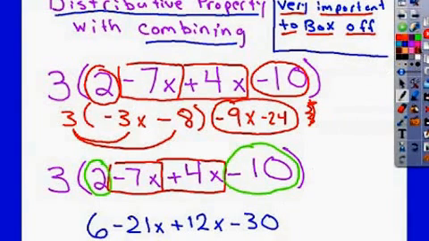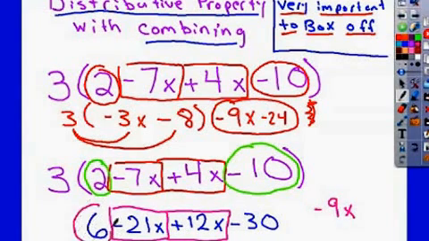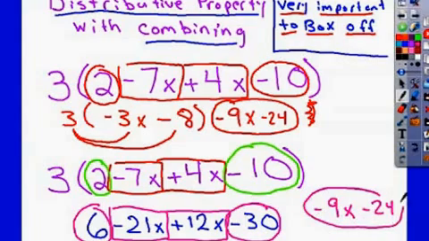Now I should be able to combine things together. I've got this negative 21 and I've got this positive 12. Put those together, that would be negative 9x. And then I've got my other two here. I've got a positive 6 and I've got a negative 30. Those two together equal negative 24. So either way, as long as I put things together that go together, I'm going to get the same answer for this one.